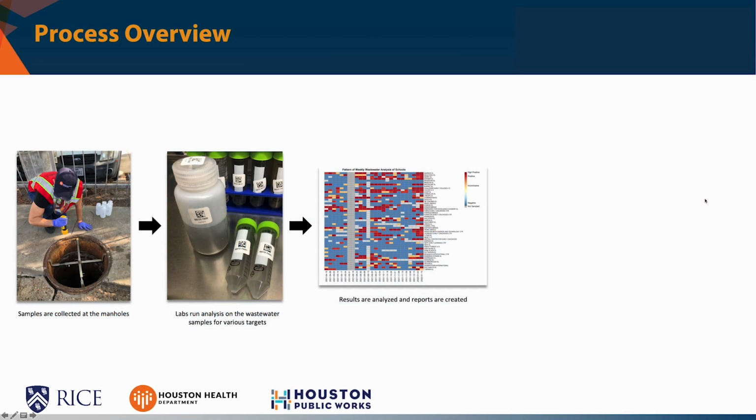As a quick overview of what happens before I see the results of the analysis, the three pictures here show the process of sample collection to report generation. The samples are collected at the manholes at the schools and then sent to the lab for analysis. The data from the lab is then sent to the data team for analysis, and those results are then shared with me as part of a public health action.